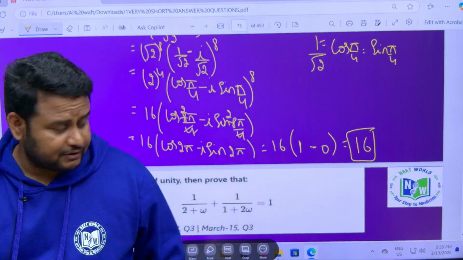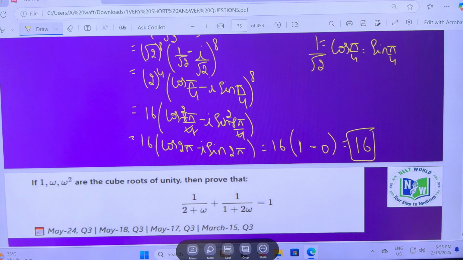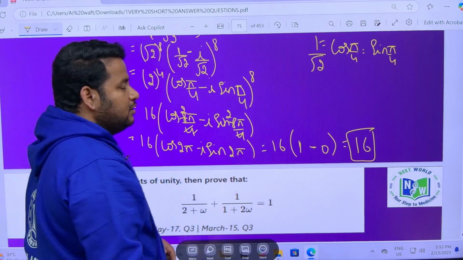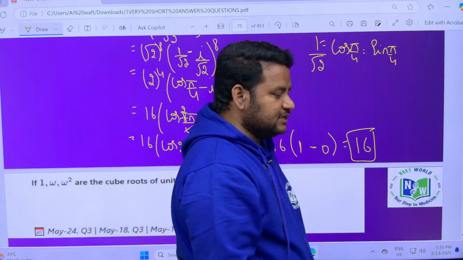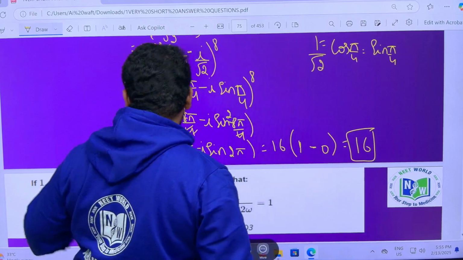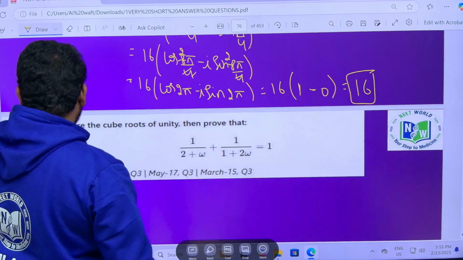Got it? You can have a look at this. You have to remember very carefully in this chapter cos of odd pi, cos of even pi, all these things. So 1 minus i to the power of 8 will give you the value of 16. Very simple. Next question, see friends.